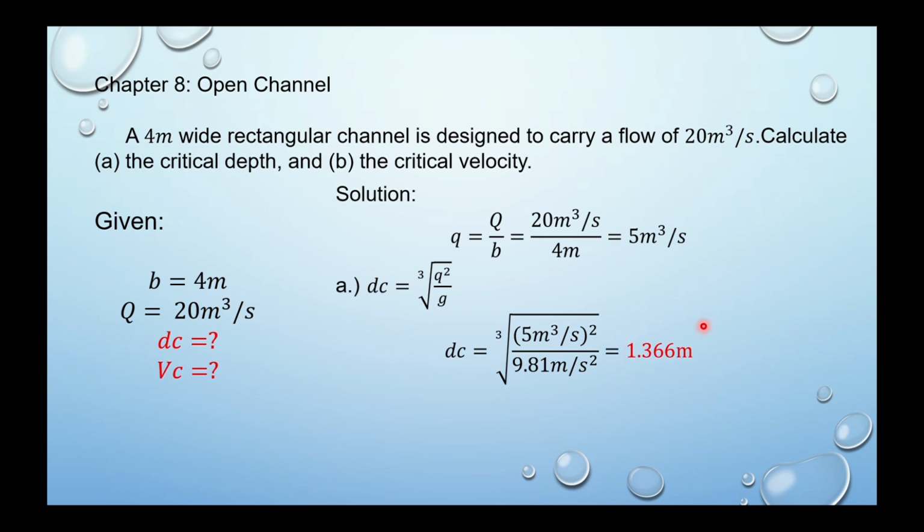So next, to find the critical velocity, the formula is q is equal to Vc times Dc. Substitute, 5 cubic meters per second is equal to Vc times 1.366 meters. Simplify, so our critical velocity is equal to 3.66 meters per second.